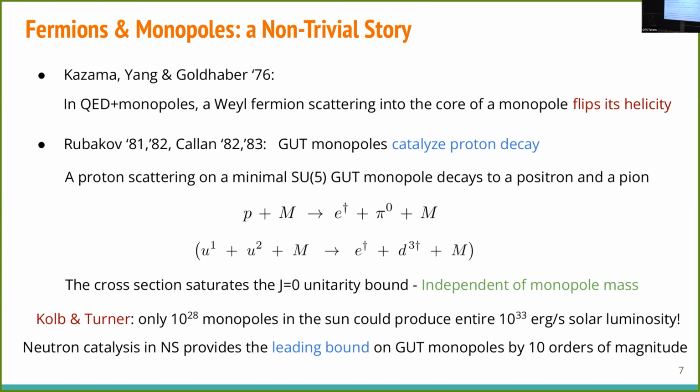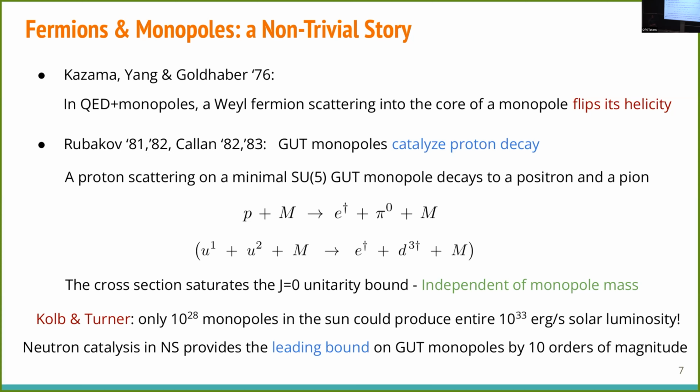As a phenomenologist, I would also ask why should I care about these processes? Well, these processes are huge. They're non-decoupling, even though the monopole could be very heavy. Essentially, the cross-section for this saturates the S-wave unitarity bound. When we talk about these quarks being dressed inside a proton, we're talking about cross-sections at the QCD scale. So if you run the math and you just open Cobb and Turner, you see that if there are only 10 to the 28 monopoles in the sun, they could generate through proton decay the entire luminosity of the sun.